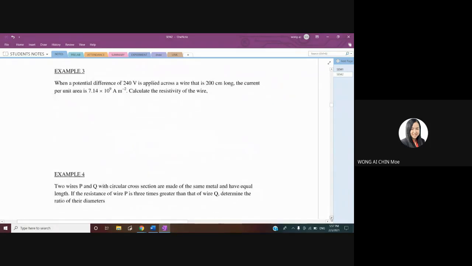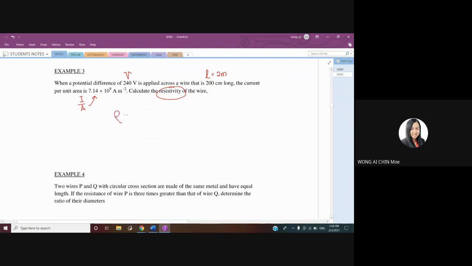Now we look at Example 3. A potential difference of 240 volts is applied across a wire that is 200 cm long. This is the length, so we convert it to 2 meters, and this is the potential difference V. The current per unit area is 7.14 times 10 to the power of 9 ampere per meter squared. Calculate the resistivity.